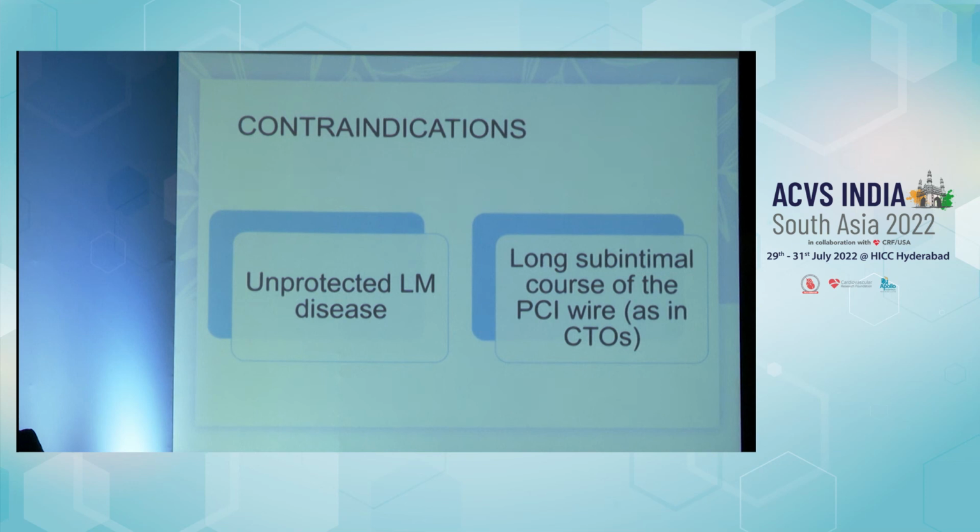The contraindications are unprotected left main disease, because we are keeping the catheter in for a long time. Any subintimal course of the PCI wire, as in a CTO: if it's small, then it's okay, but if it's long, it is not good to use, because the chance of perforation will be high.